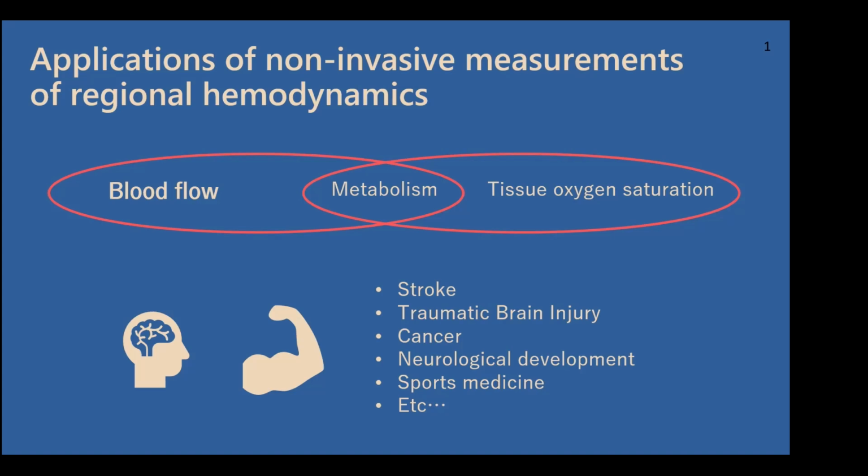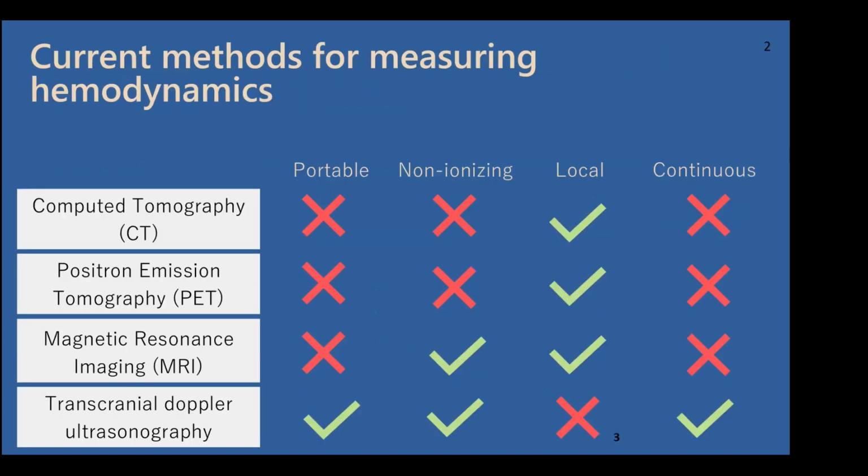As you might imagine, there are a lot of different clinical applications for the measurement of hemodynamics, including stroke patients, patients with a traumatic brain injury, cancer, maybe to look at how the brain develops in infants, in sports medicine, etc. So there's really a wide variety of clinical applications where the techniques that I'll be presenting might be relevant. That's not to say that they are the only techniques able to measure hemodynamics. That's far from the truth.